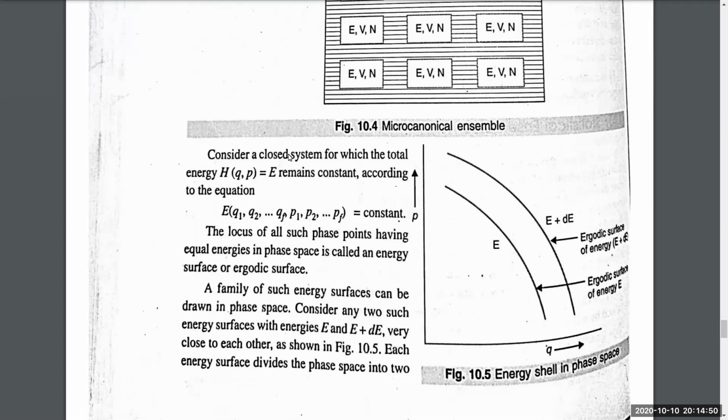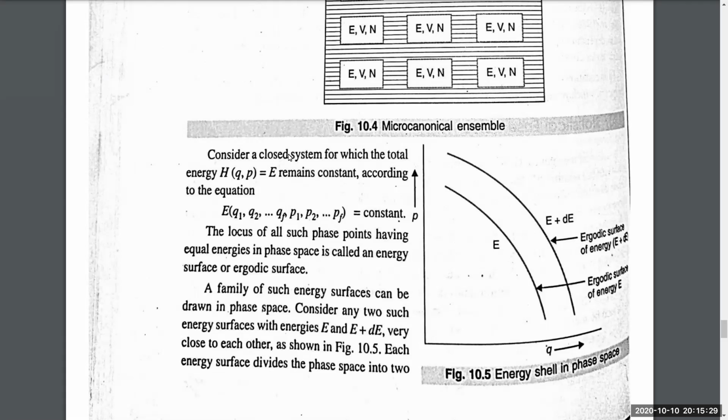We are considering a system in which the energy, which is dependent on the generalized coordinates, is constant. Now, the locus of all such points which have equal energies in phase space is called an energy surface or ergodic surface. I'll read it out once again: the locus of all such phase points having equal energies in phase space is called an energy surface or ergodic surface.